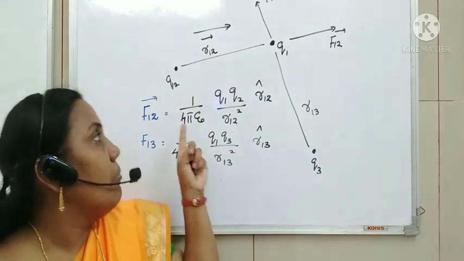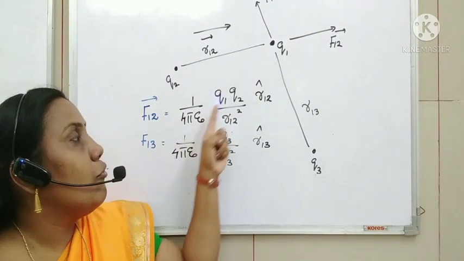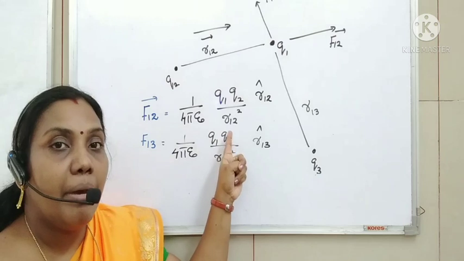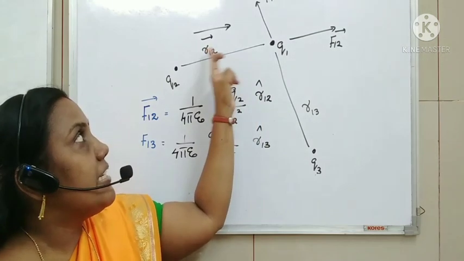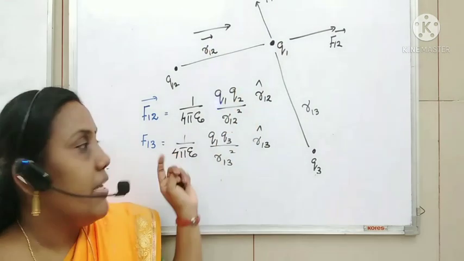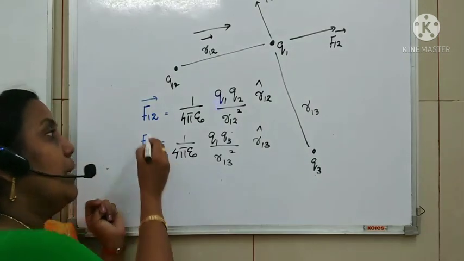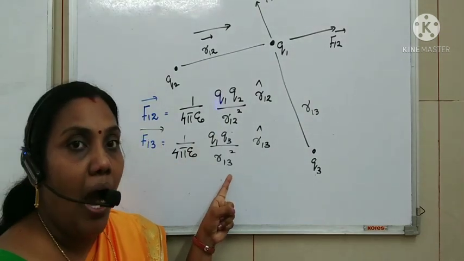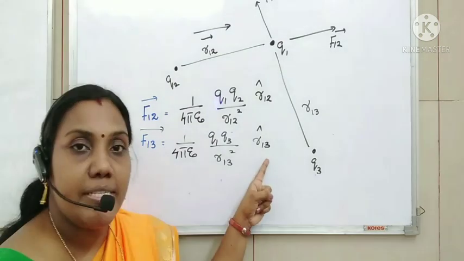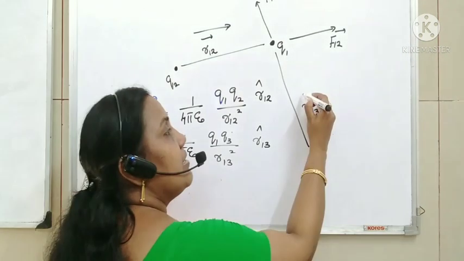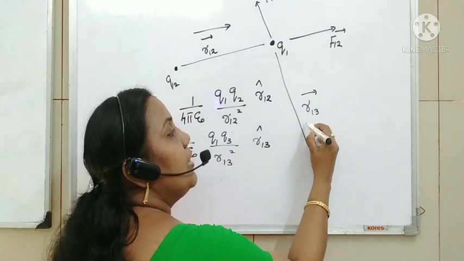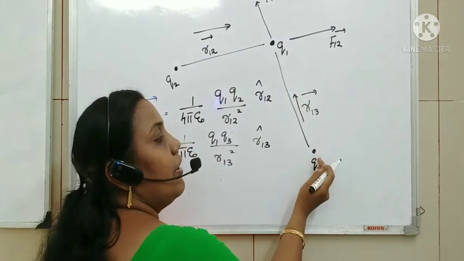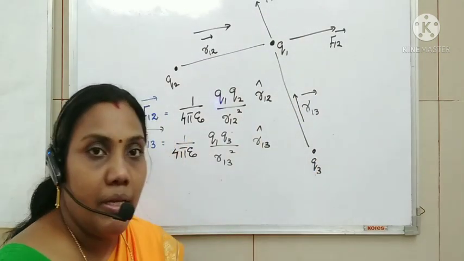So in vector form, vector F12 is 1 by 4 pi epsilon 0 Q1 Q2 divided by r12 square into unit vector r12. Similarly, vector F13 is equal to 1 by 4 pi epsilon 0 Q1 Q3 divided by r13 square into the unit vector r13, which is the direction from Q3 to Q1.